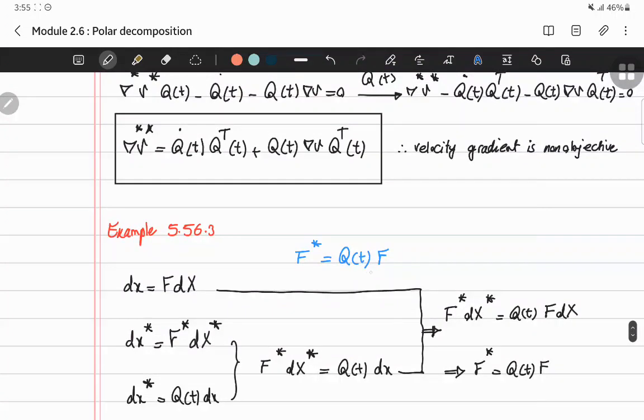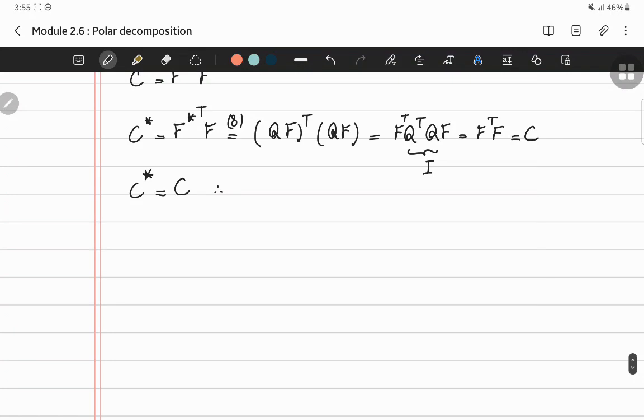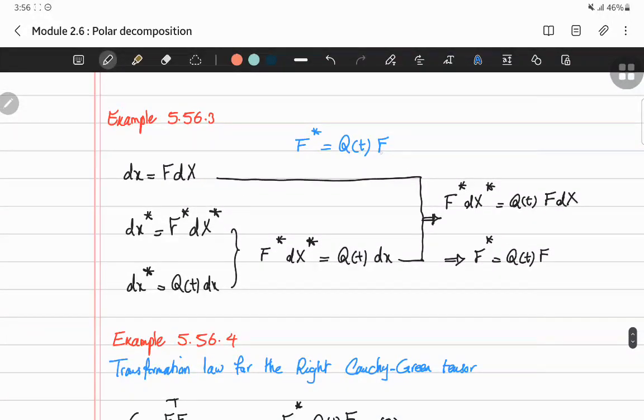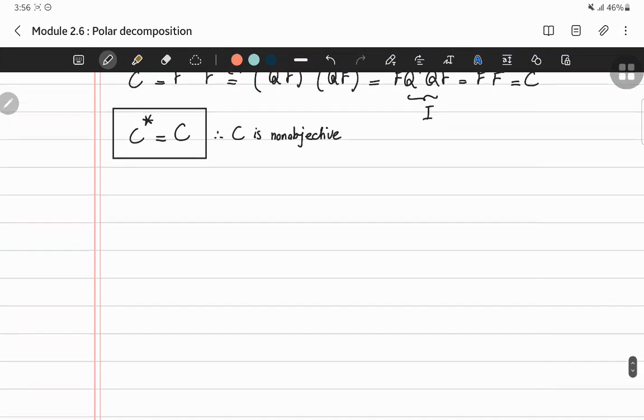This is also the same in here. Therefore, C is non-objective. For F also, you couldn't get something like Q F Q transpose. You couldn't get this transformation. Therefore, F is also a non-objective tensor.